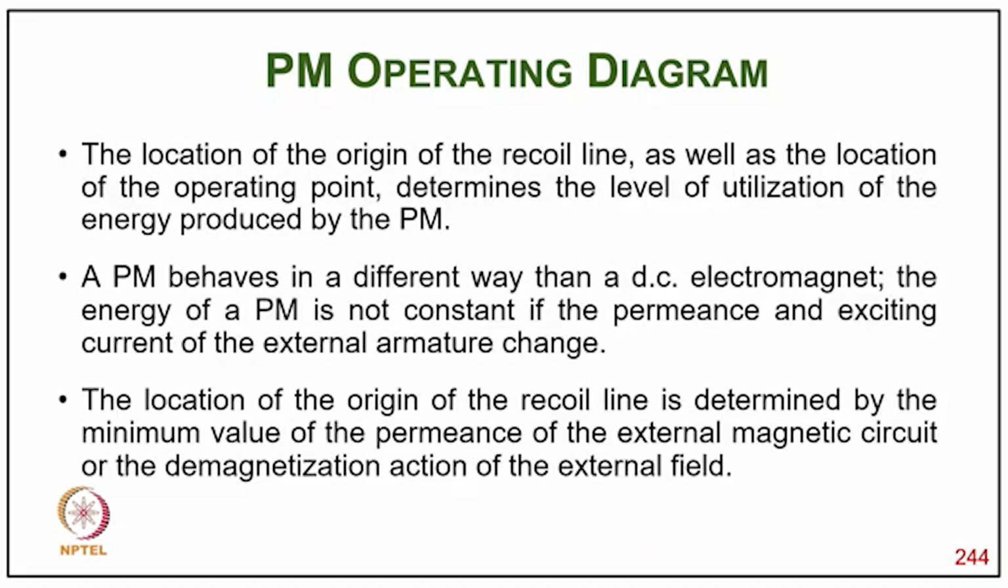So, in the PM operating diagram, the location of the origin of the recoil line as well as the location of the operating point determines the level of utilization of energy produced by the PM, and the PM behaves in a different way than a DC electromagnet. The energy of a PM is not constant, and if the permeance and exciting current of the external armature change, the location of the origin of the recoil line is determined by the minimum value of the permeance of the external magnetic circuit and the demagnetization action of the external field.